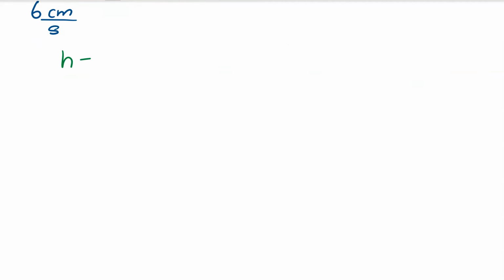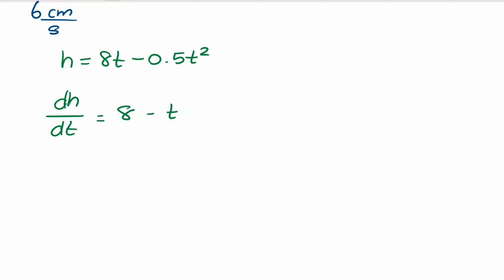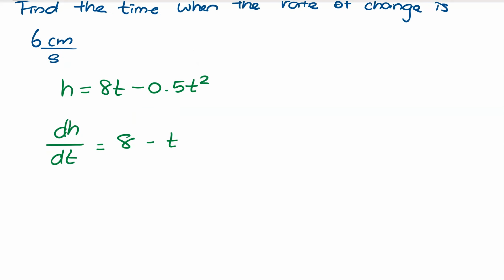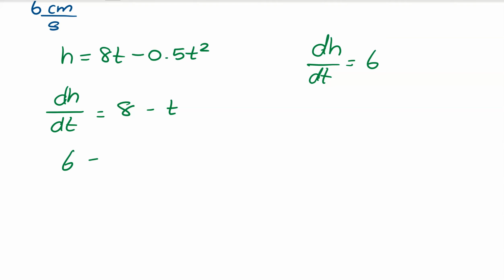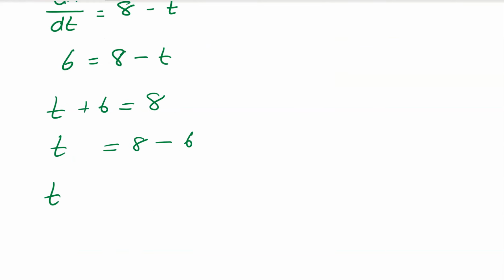So we have h equals 8t minus 0.5t squared. I'll differentiate that. We get dh over dt equals 8 minus t. Now, just remember, this 6 centimeters per second is our dh/dt. So we know that dh over dt equals 6. So if I put that in, we get 6 equals 8 minus t. I want to find out what t is, so I can take the t to the other side. So we get t plus 6 equals 8. Therefore, t equals 8 minus 6. Therefore, t equals 2 seconds.